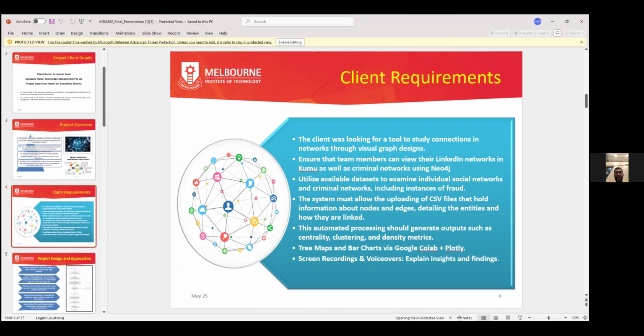Basically, in our project, the client was looking for a tool to study the connections in networks through visual graph designs. He is looking to find the connections between entities in the criminal data or the personal LinkedIn data. He ensured that team members can view their LinkedIn networks in Kumu as well as criminal networks using Neo4j, and that tree maps and bar charts are described in Google Colab and Plotly. Finally, he required screen recordings and voiceovers to explain insights and findings.